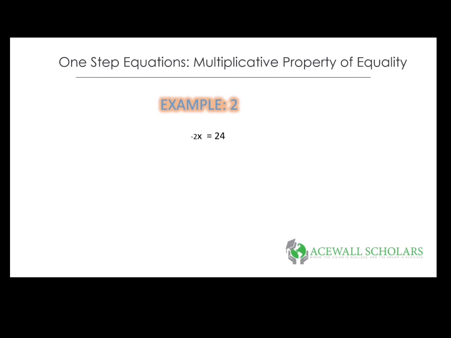Now, what's going on between negative 2 and x? What's this operation that's going on between the two of them? It's multiplication. The negative 2 is literally being multiplied by the x. So, to get the negative 2 to the other side, we do the opposite of multiplication, which is division. So we are going to divide both sides by negative 2.